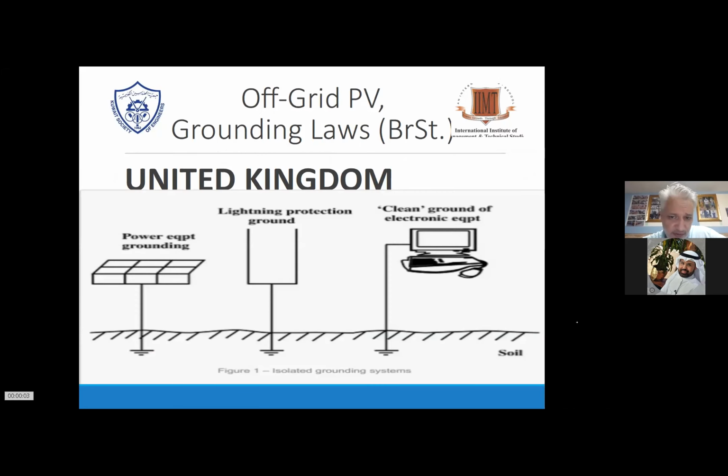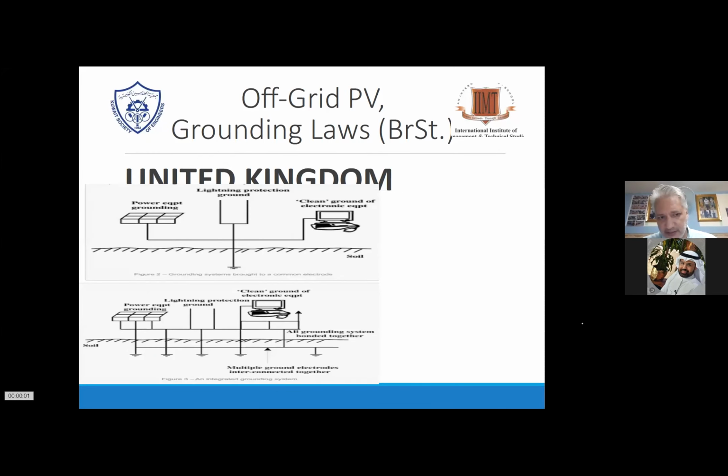That's also this idea of a clean ground for electronic equipment, where AC and DC are separated. It's wrong. So the power equipment grounding here, that's like your transformer. Then you have lightning protection. In Germany, we make a mesh system. It's easy. You don't have to think about anything. It's just every 20 meters there is somewhere a grounding.